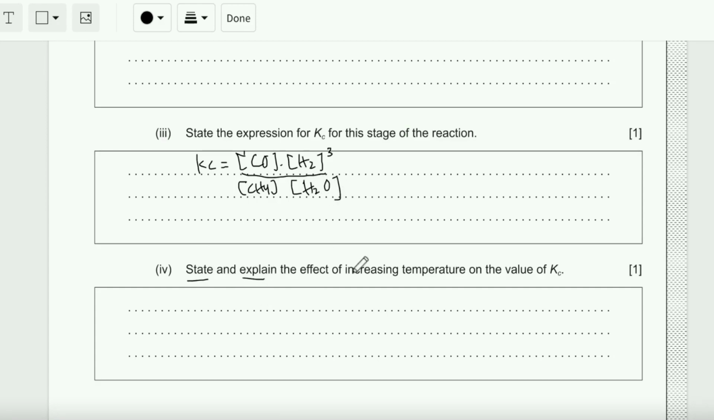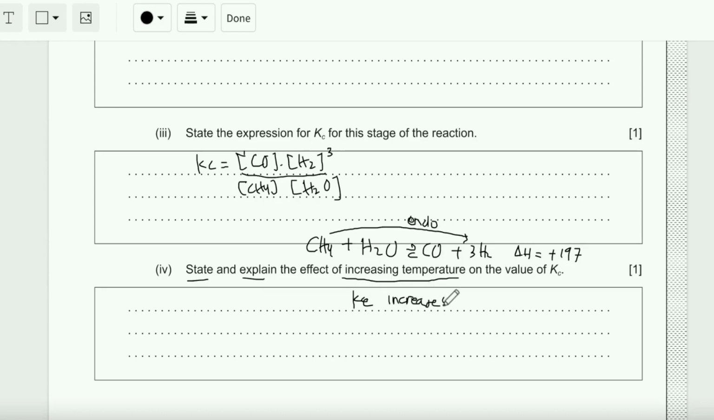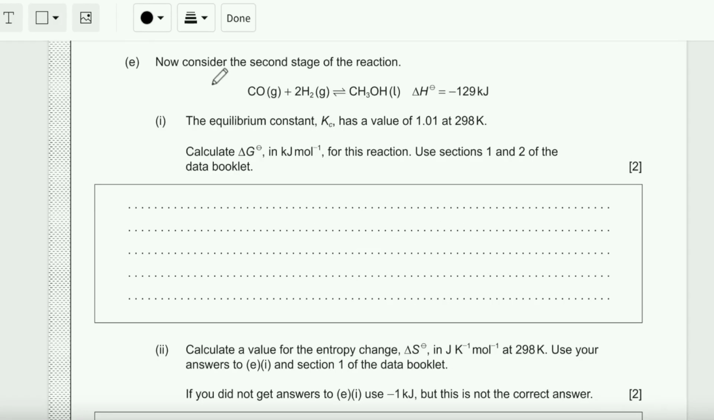State and explain the effect of increasing temperature on the value of Kc. Brief answer, reasons and causes. It's plus 197, it's endothermic, therefore it goes right. It's endothermic, so when the temperature increases, of course Kc increases, and explain the effects. So it causes the forward reaction. Here it's the forward reaction.